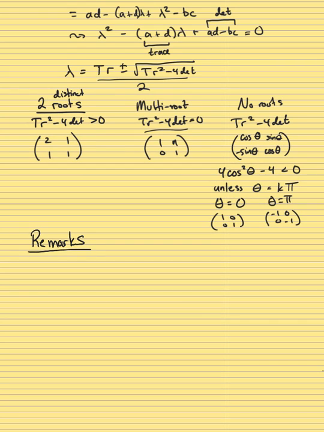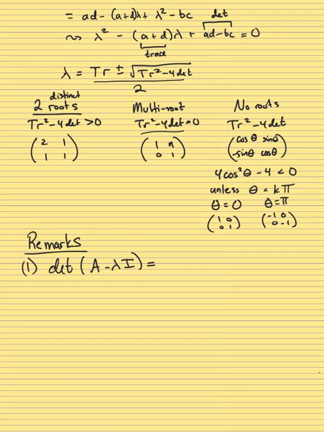So the first one, this isn't exactly obvious from the definition of the determinant I gave you, but it happens to be true. If I look at A minus lambda I, that matrix, and take the determinant, this is equal to a polynomial in the variable lambda of degree n. Okay? So this is for an n by n matrix.